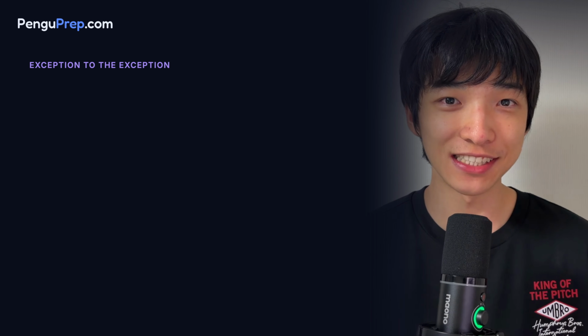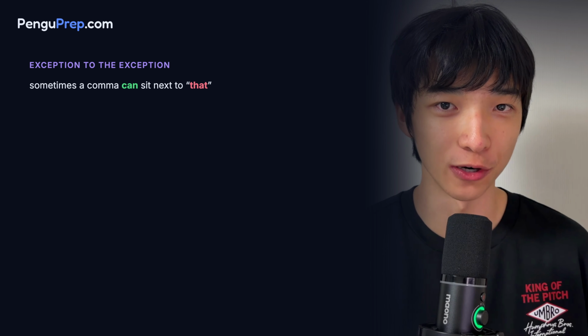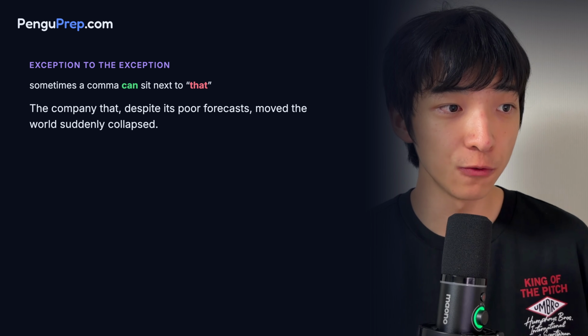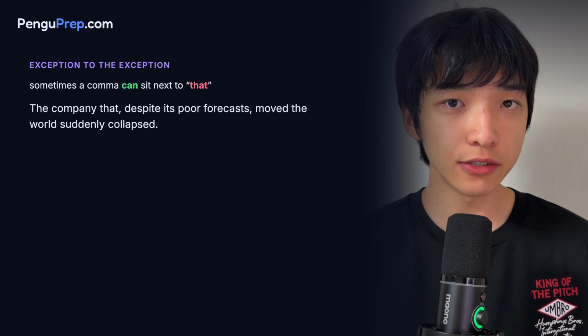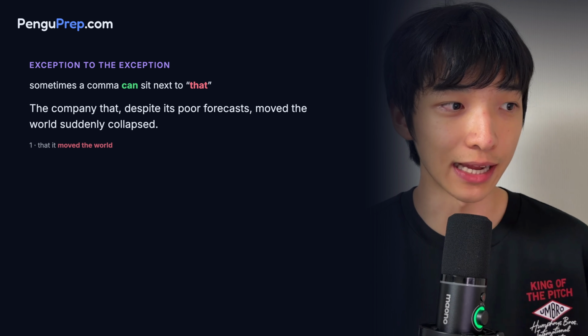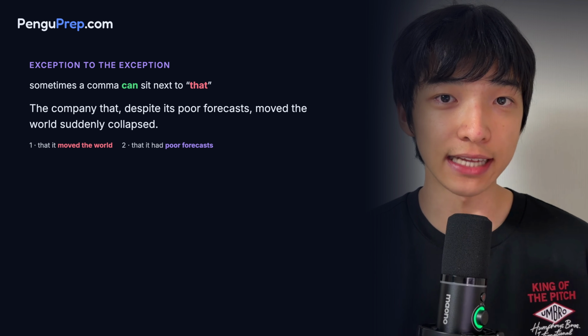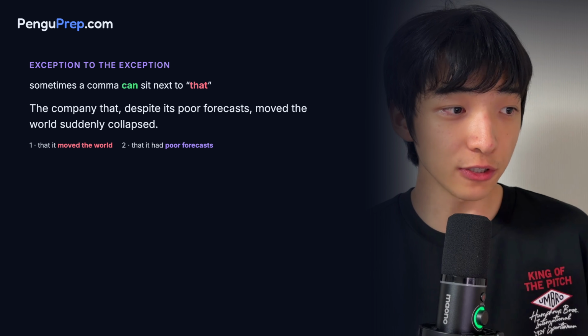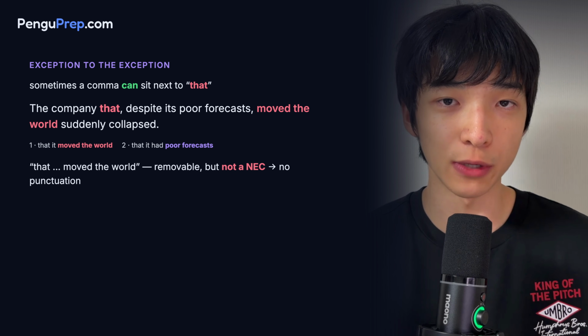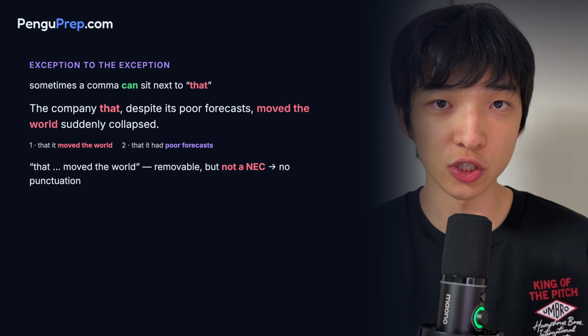That is, there are cases where you can place a comma next to the word "that." For example, the company that, despite its poor forecast, moved the world suddenly collapsed. Here, there are 2 things that the company is being referred to. First, that it moved the world. Second, that it had poor forecasts. The first clause, "that moved the world," is safely removable, but it's not a non-essential clause because we have the word "that." So there's no punctuation placed near it.